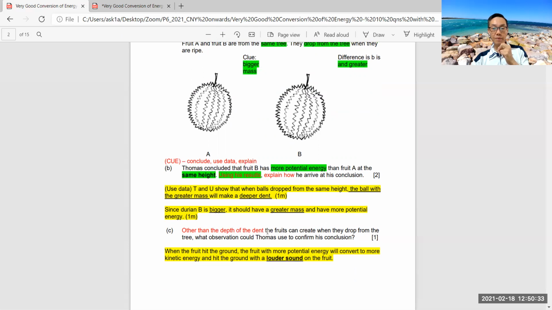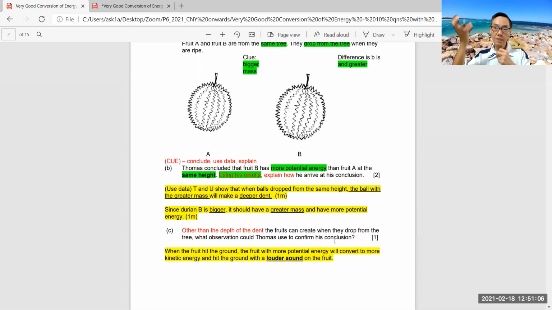Other than the depth of the dent the fruit can create, which is already presented here, when they are dropped from the tree, what observation could Thomas use to confirm his conclusion? So this is actually a little bit linked to a real life example. If you drop something, can you hear the bang from a table? When something hits a hard surface, sound is produced.